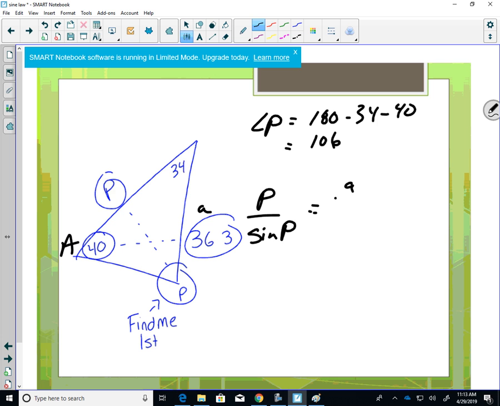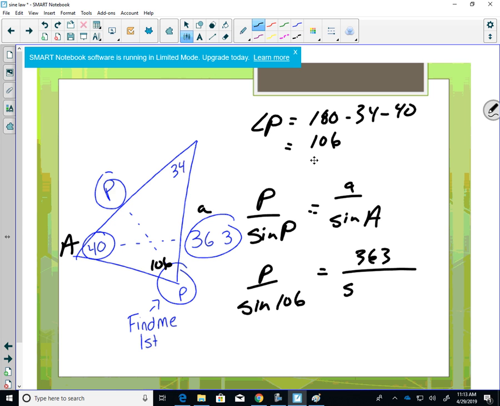So side A over sine A. I said side A. So side P over sine P, where angle P is this number we just found out, 106. You really got to take your time here, you guys, right? Don't be in a rush. Side A, 363. Is that what that looks like to you? 363 over the sine of A, 40. I don't see a decimal on mine.